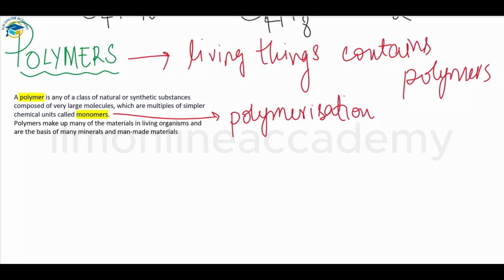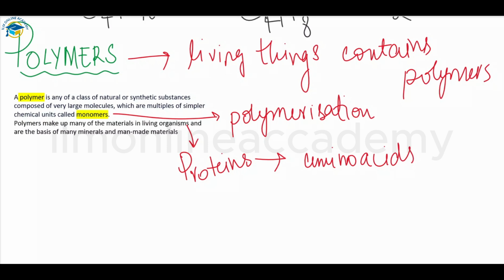Polymers make up many of the materials in living organisms, like the larger molecules such as the proteins in our bodies. Proteins are made up of smaller units, the amino acids. Amino acids are the monomers that attach together and form a large molecule known as a protein. Polymers of amino acids are formed by condensation reactions, and they have a wide variety of biological functions.